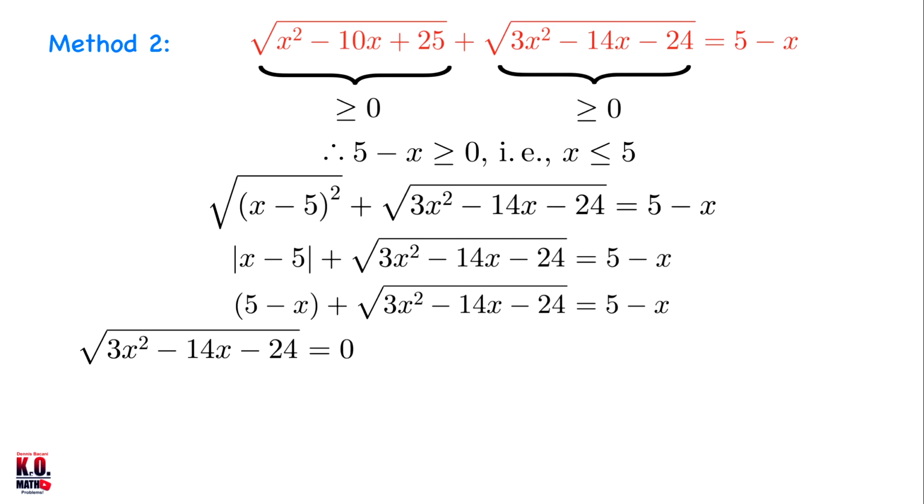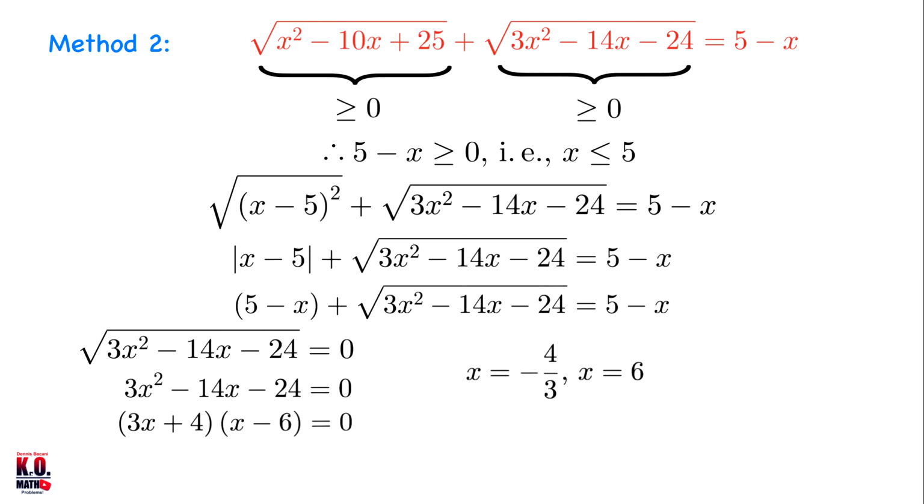And this implies that the radicand must be equal to 0, and factoring out the left-hand side, again, this will give us the two x values, negative 4/3 and 6. And we know from our first method that x equals 6 is an extraneous solution, and x equals negative 4/3 is the only solution to our equation.